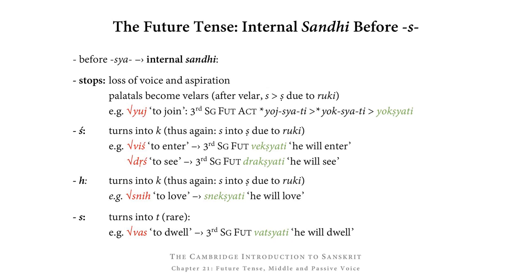And finally, and this is fairly rare, if you have a root that ends in an s, this s sometimes changes into a t. And so of vas, meaning to dwell or to live in a place, we get a third singular future form vatsyati.